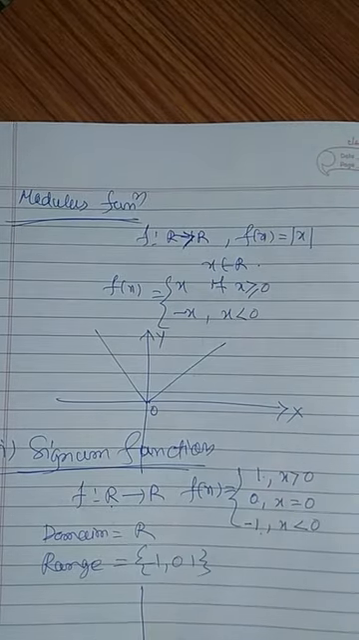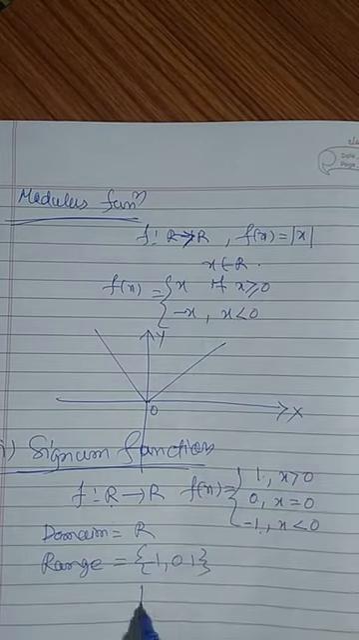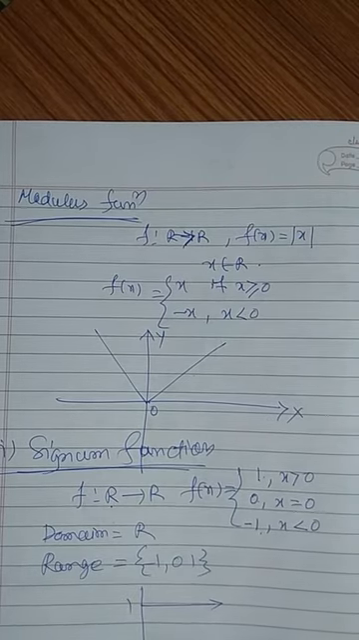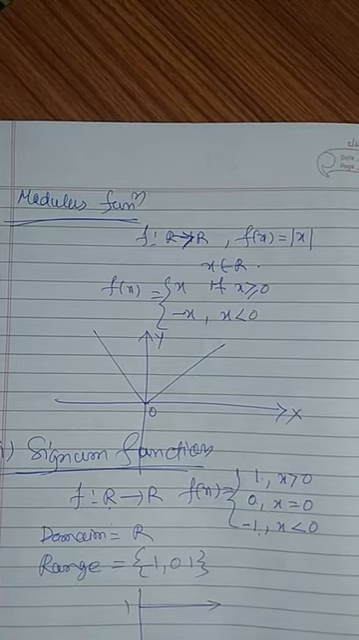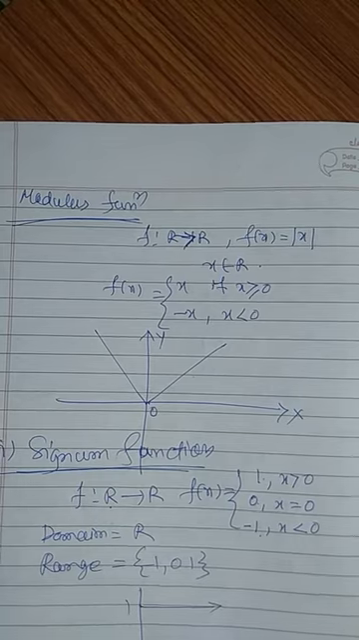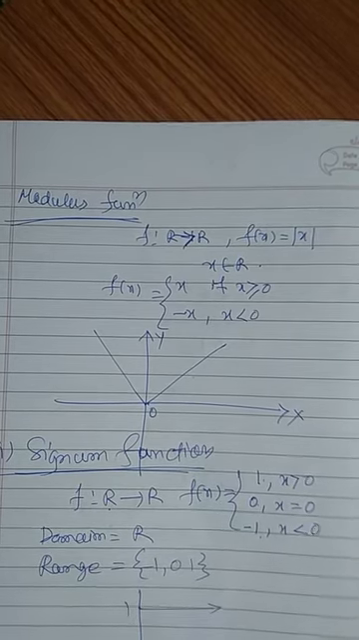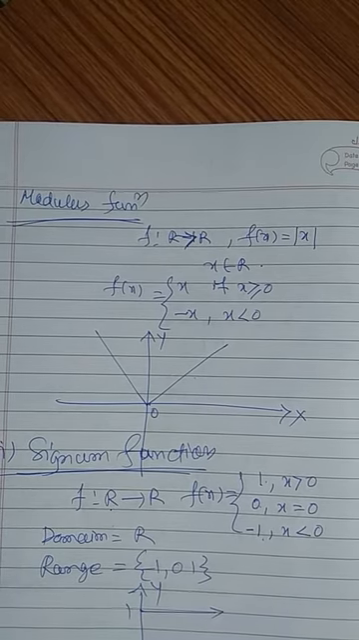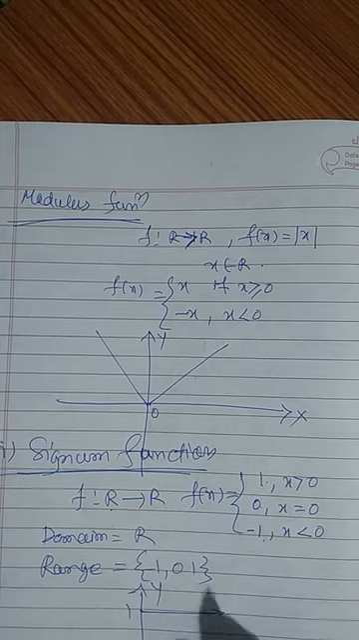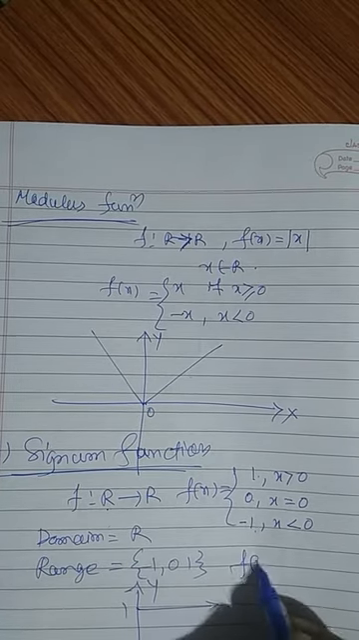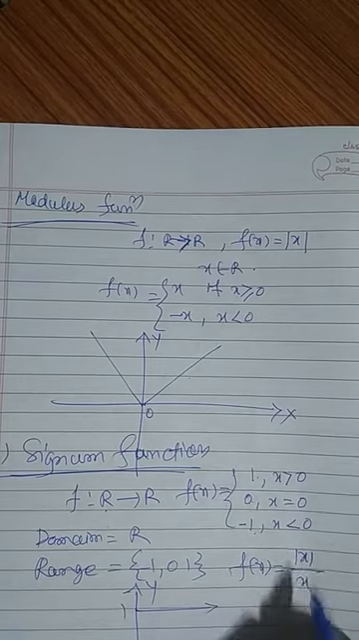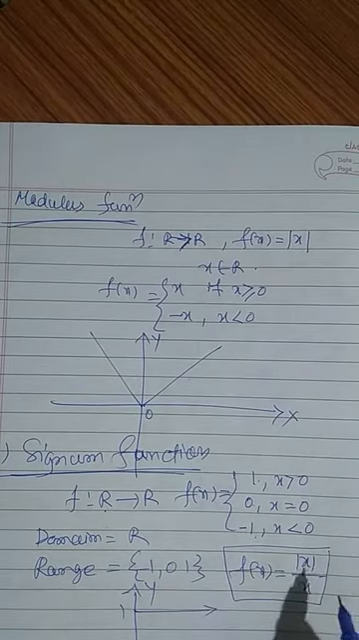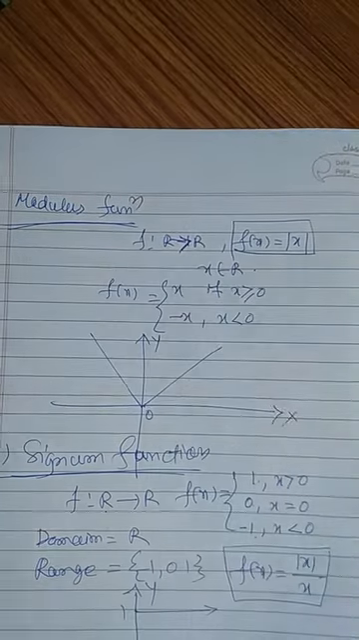Now, what is the graph of this signum function? The graph is fixed: one value is 1, another is 0, and another is minus 1. This is your x dash, x, y and y dash. Okay, this is about your signum function. So what does the signum function say? f of x is equal to modulus x by x is your signum function.